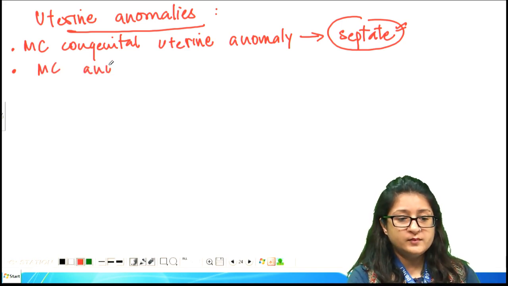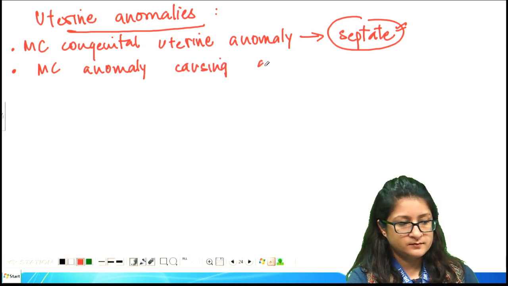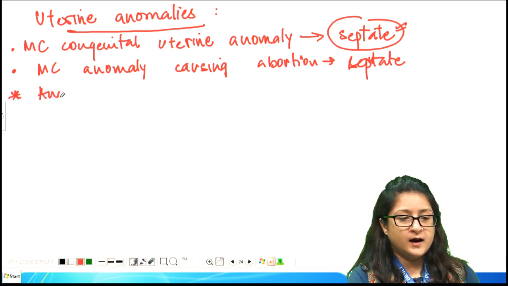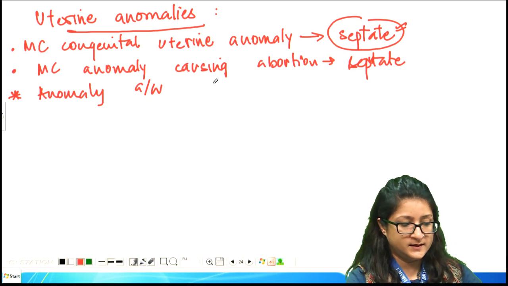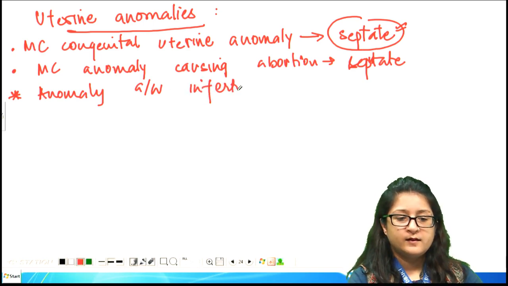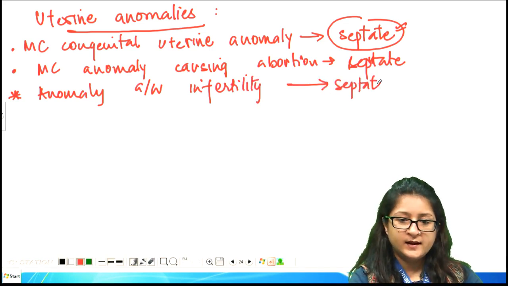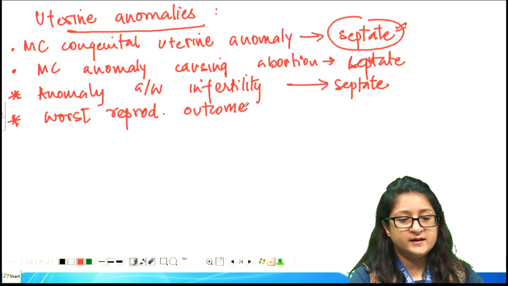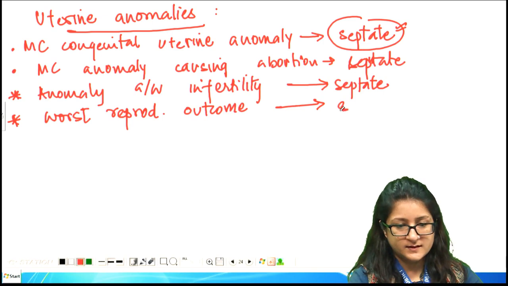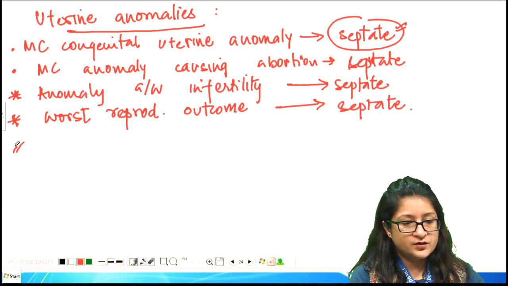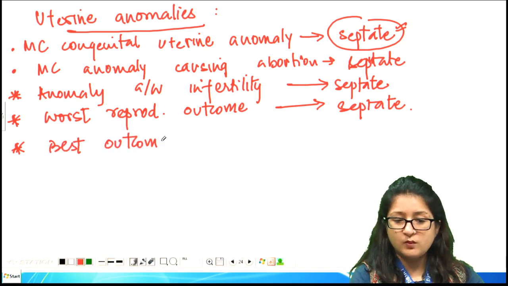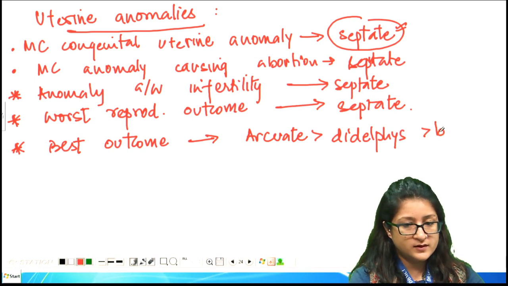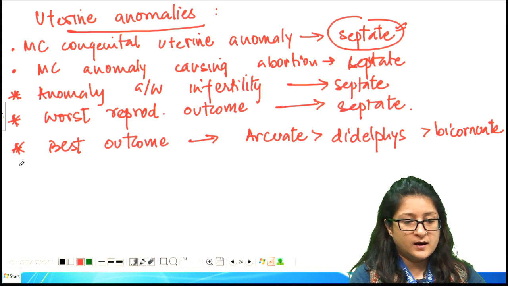The most common anomaly which is causing abortion is also septate uterus again, right? The anomaly which is associated with infertility, that is also septate. If they ask you which has the worst reproductive outcome among all of these anomalies, the answer is again septate, right? If they ask you which has the best outcome or in which surgery is not required, then the answer to that is arcuate. If that is not in the option, then didelphys, and if that is not there, then bicornuate will have the best outcome.